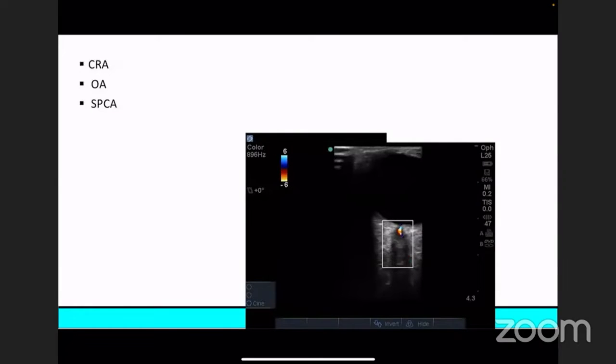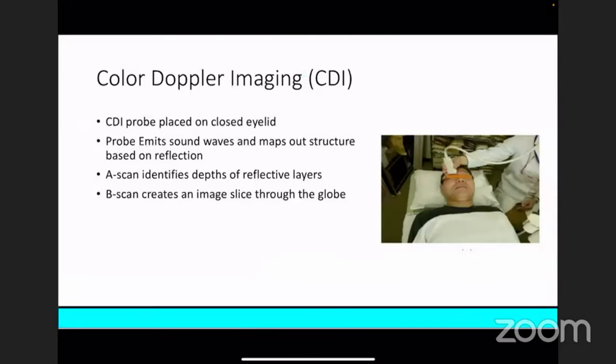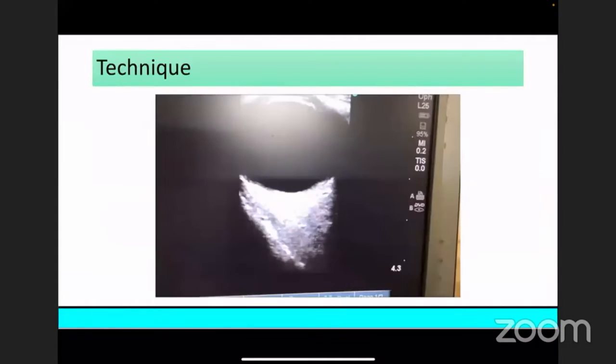Now here we can see the central retinal artery. Once we image the artery, we apply Doppler flow to it, and then the top of the graph is shown as peak systolic velocity, the bottom of the graph is shown as end diastolic velocity, and the resistivity index is automatically calculated by the machine. The best part is that these blood flow velocities are reproducible, and there are various studies to prove this. Whenever we are doing color Doppler imaging, we make the patient lie supine, and then we apply the Doppler probe, as we do for B-scan ultrasonography.